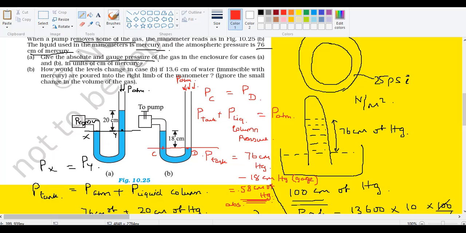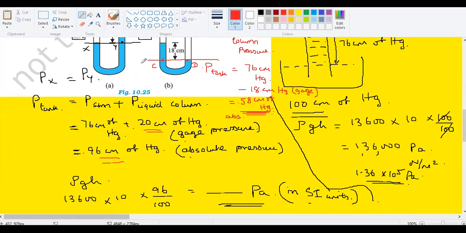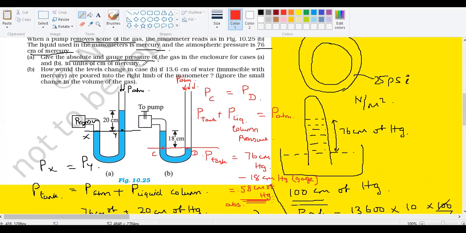Any questions? Anything which is not clear? Take it down properly. You see, it's simple addition and subtraction. If you know the concepts, you can do it. Otherwise, you will not be able to do it. Okay, let's go to the B part if you don't have any doubts.